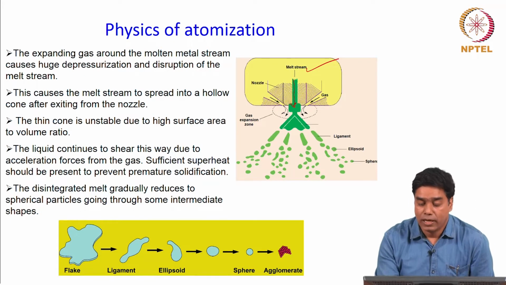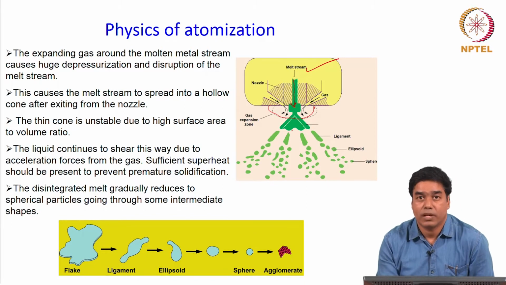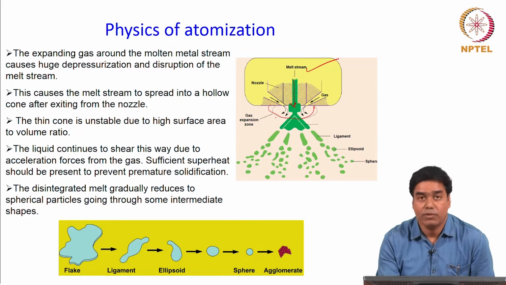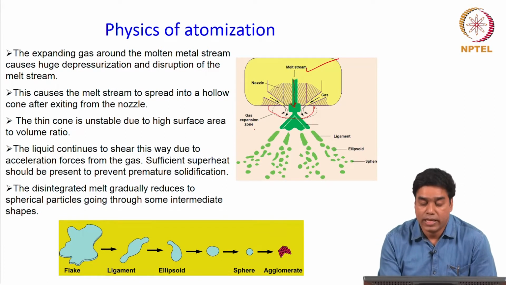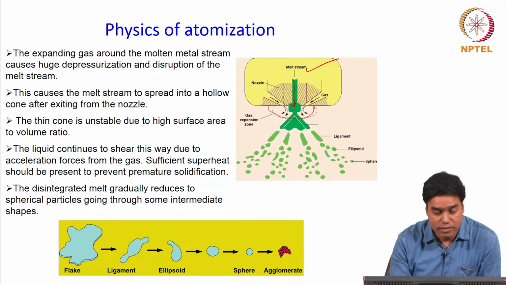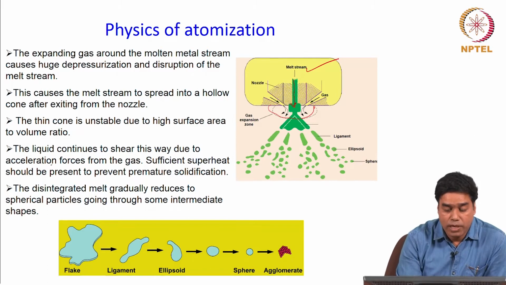Okay. And when it comes to this particular zone over here, which is demarcated by these dotted lines, in this zone the gas also comes out from the nozzles and suddenly it expands. Okay. So, this is the gas expansion zone. So, due to this sudden expansion, what happens is this causes the melt stream to spread into a hollow cone after it exits from the nozzle. Okay.